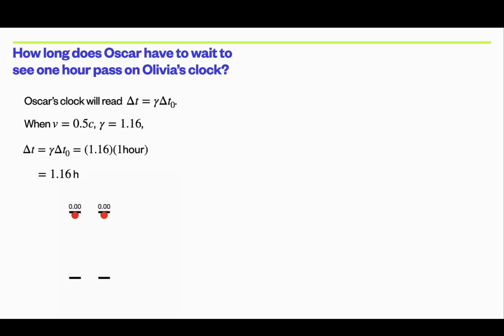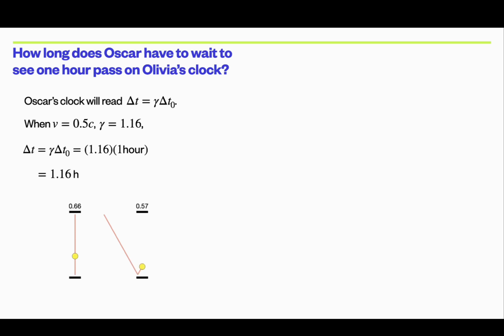Okay, so to see if all this makes sense, let's go back and look at the original question in example 1. How long does Oscar have to wait to see 1 hour pass on Olivia's clock? We saw that if we set delta t naught to be the 1 hour that's passing on Olivia's clock, we're solving for delta t on Oscar's clock. So when we plugged in gamma equal to 1.16 at half the speed of light, he'd have to wait 1.16 hours. To see this, we can animate it.